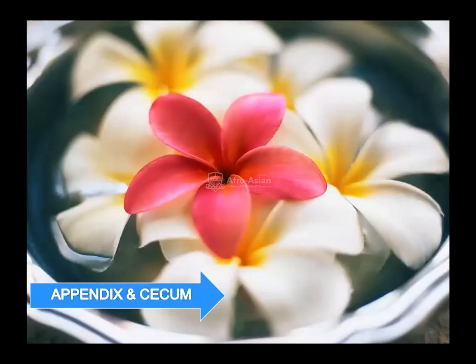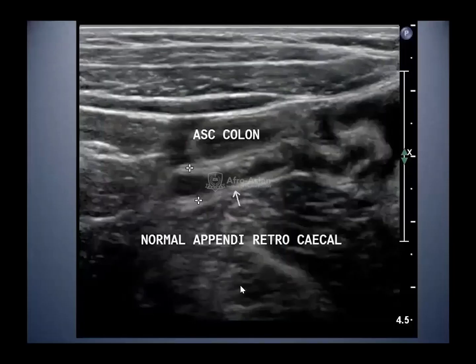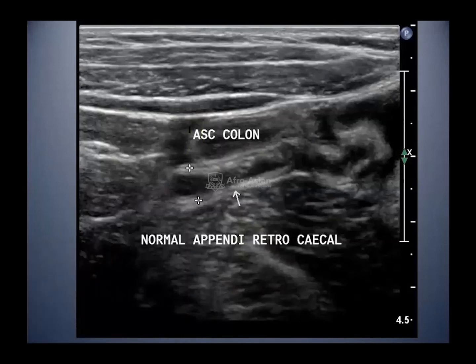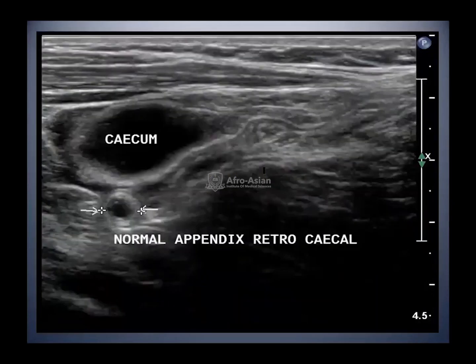We look for the appendix and cecum. Here you can see the cecum, and this is the ascending colon. Here you can see the ascending colon, and this is the appendix, which is lying retrocecally, and its walls, and then its lumen. There is fluid in the lumen.